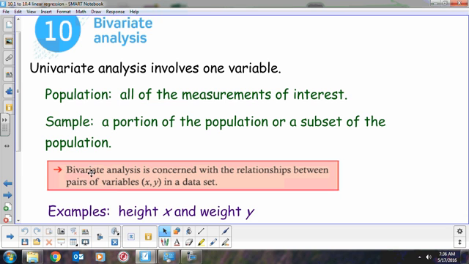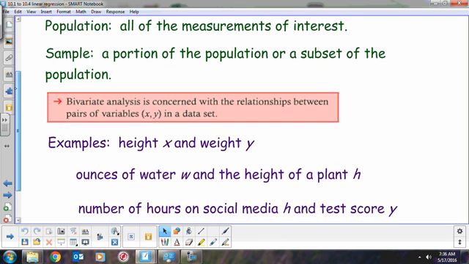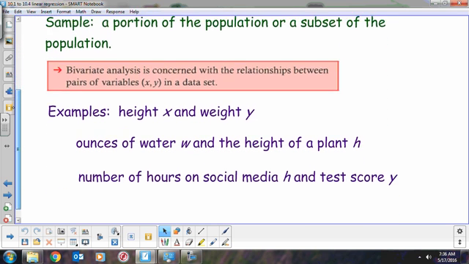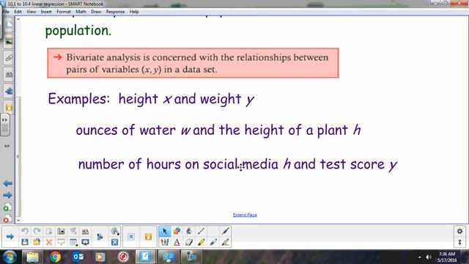So when we talk about bivariate analysis, we're looking at relationships between pairs of variables x and y. For example, height and weight, ounces of water and the height of a plant, number of hours on social media and your test score. I think some people are looking at that too.